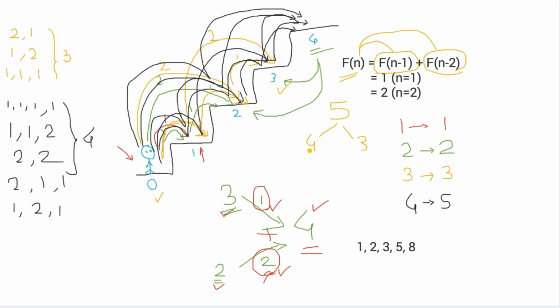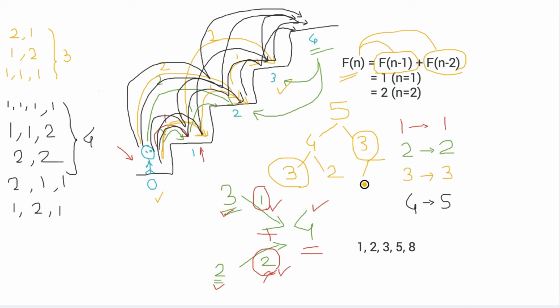But for finding the number of ways in which the 4th step can be reached, we need the answer to f of n minus 1. In that case, it would be 3, and n minus 2 would be 2. And here we can clearly see the overlap. F of 3 will get calculated multiple times. And this is what the overlap is. From here we can say that this problem also holds the overlapping subproblem property.